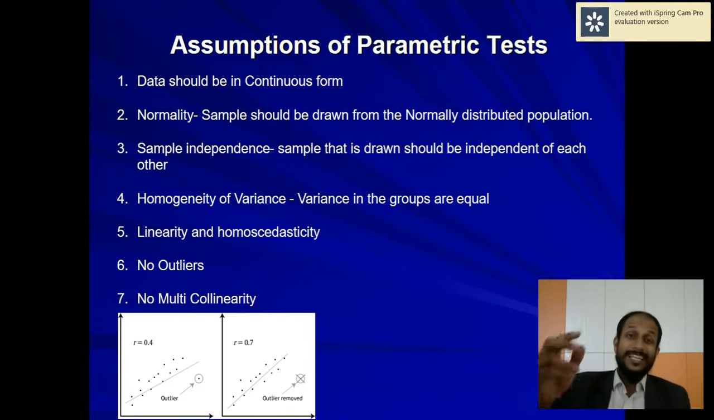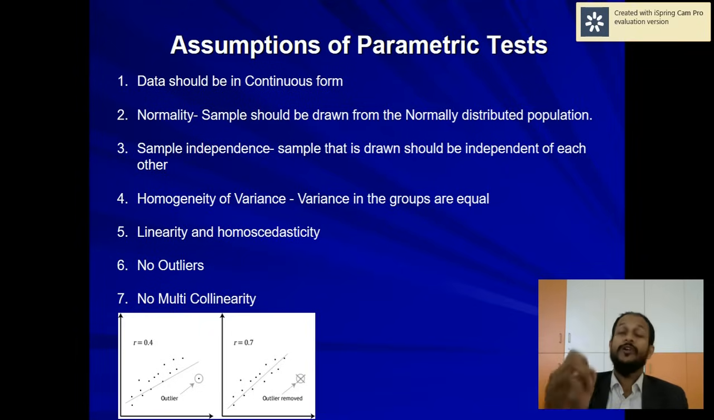And when it comes to testing this type of assumption, we usually use a test like Levene's test. So whenever the p-value is beyond a critical cutoff point, we fulfill the assumption of this type of test, otherwise we reject it, right? And the fifth assumption is all about linearity and homoscedasticity.